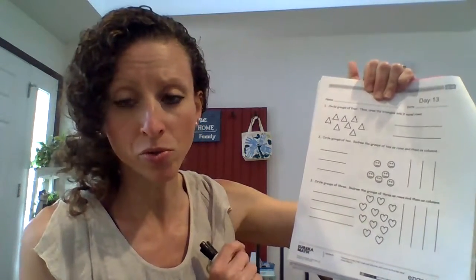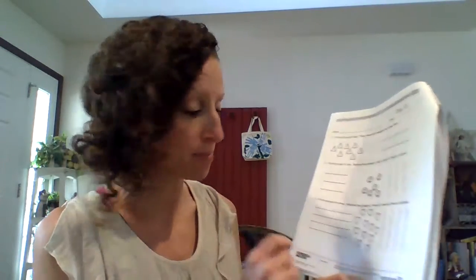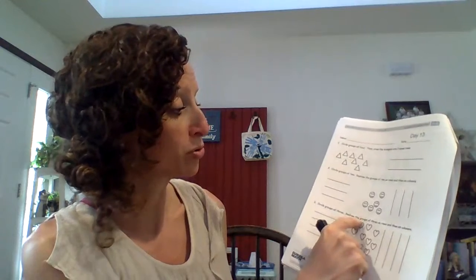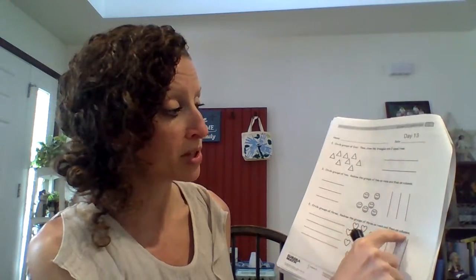First thing you want to do is count up how many hearts you have. So 1, 2, 3, 4, 5, 6, 7, 8, 9, 10, 11, 12. There are 12 hearts here. So I would put that magic number down here so that you don't forget. Now it says circle groups of 3. Now take your hearts. Circle little groups of 3. Redraw the groups of 3 as rows and then as columns.